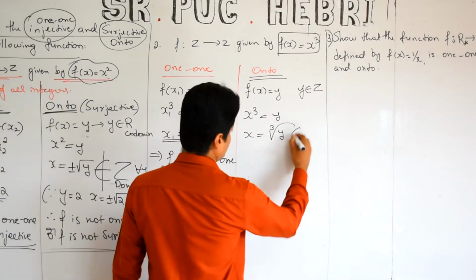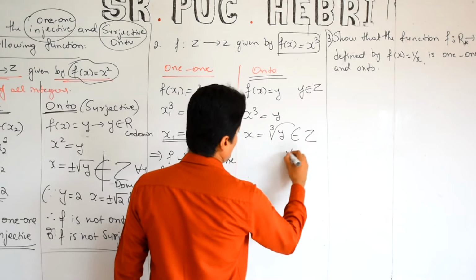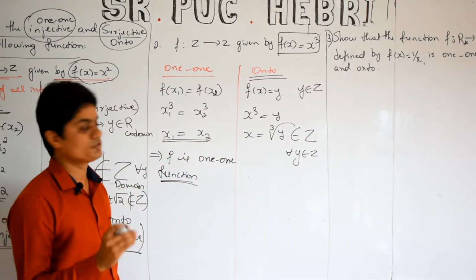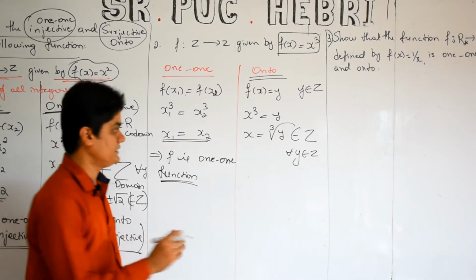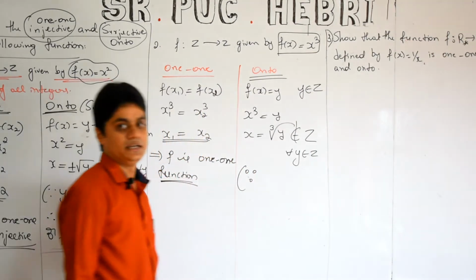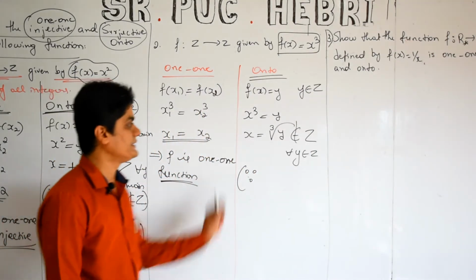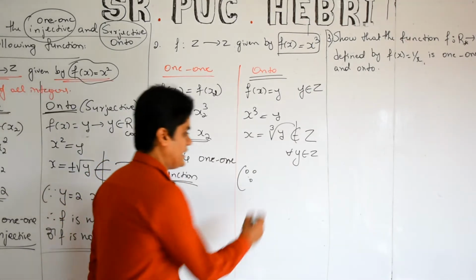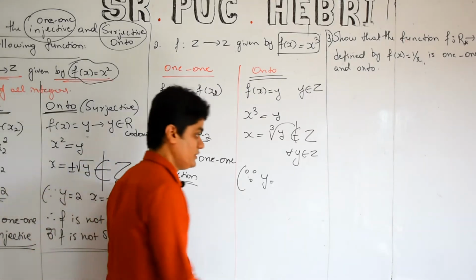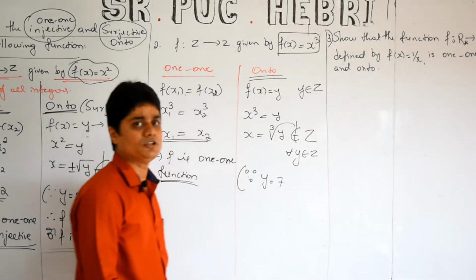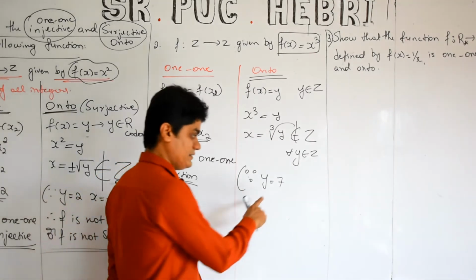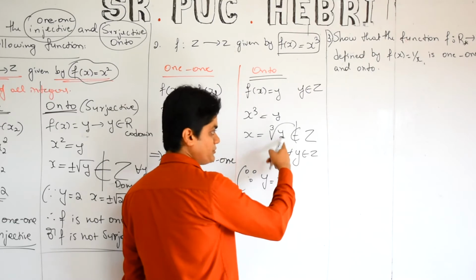Now you have to check whether this belongs to Z for all y belonging to Z. If you think it does not belong to Z, okay fine, but you must be able to give an example. If you are not able to give an example, then you should agree that it belongs to Z. Can you give me a value of y so that cube root of y is not an integer? You will get so many, right? Let it be 7. If you take 8, what will happen? Cube root of 8 is 2. It is an integer. So take a number y such that the cube root of that is not an integer.